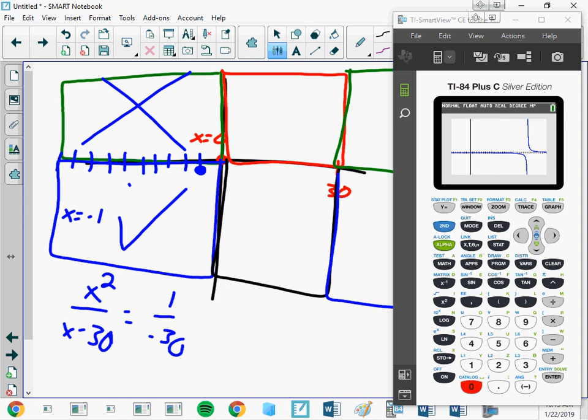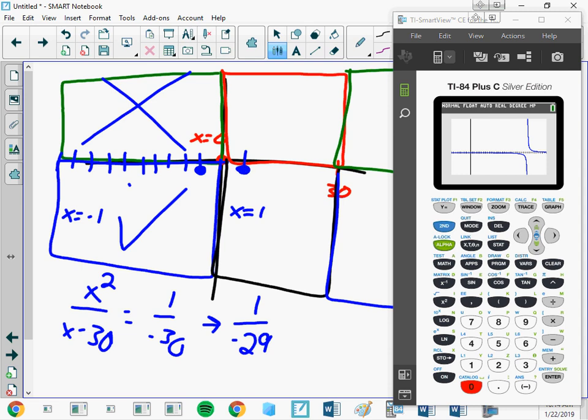Now, let's test these other 2 windows. What number should I plug in? 10 would work. What else? 1 would work. 8, 7.5. Anything that's between 0 or 30, but let's pick something easy. Let's choose 1. So I'm going to plug in x equals 1. Okay, and that gives me 1 over -29. So if I graph that, 1 and 1 over -29 is right there.